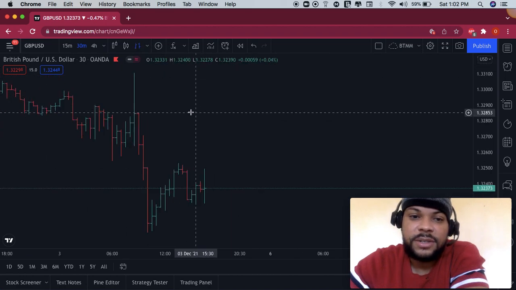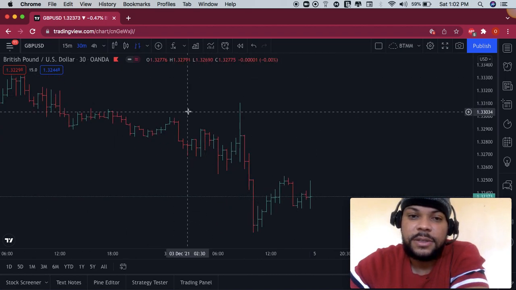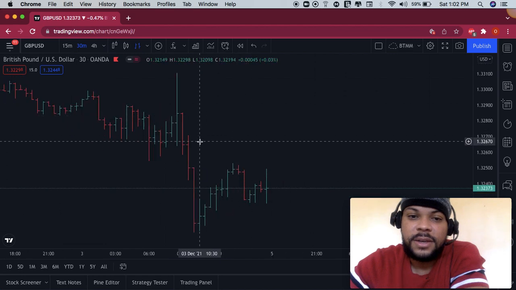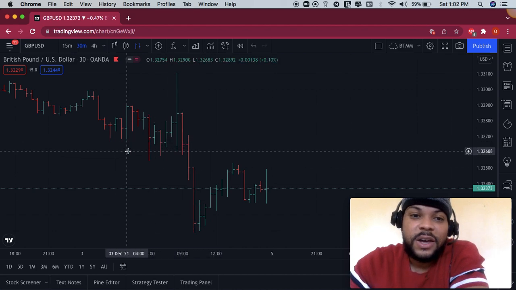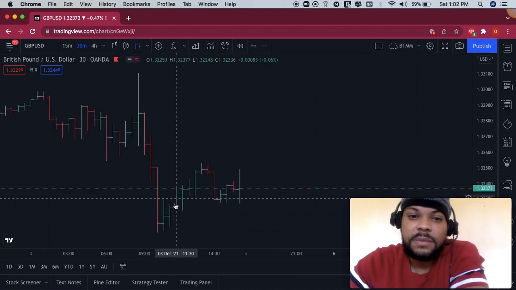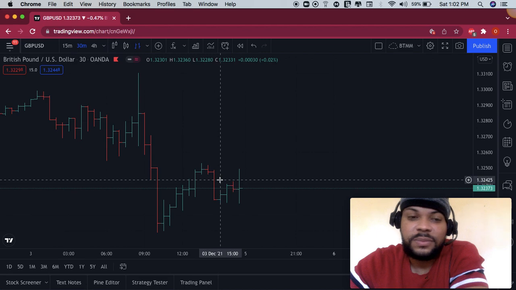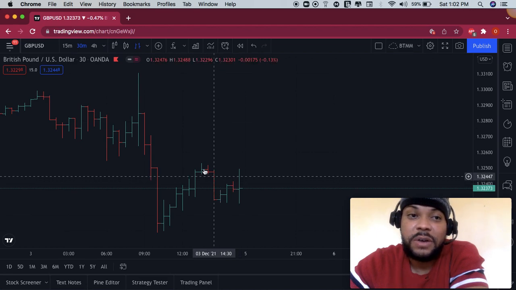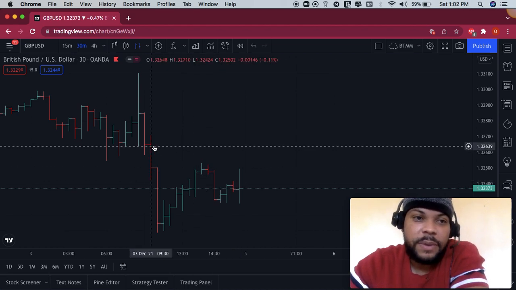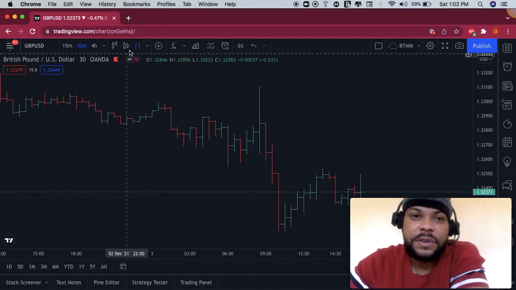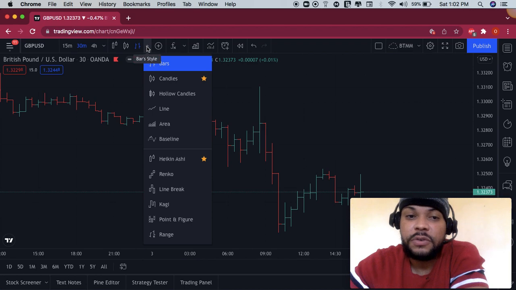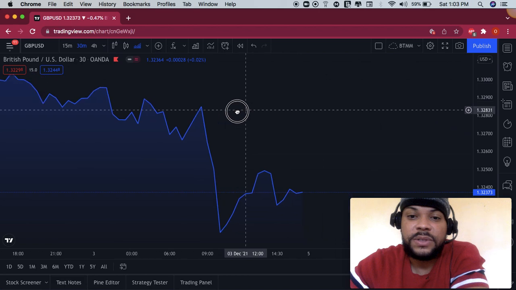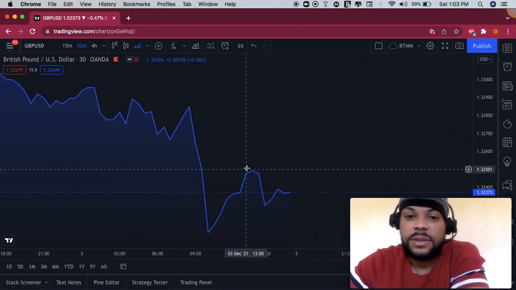The bar chart, it's kind of similar to the candles, but yeah, I don't like it because for me, this doesn't really give me any good information. This just looks like some broken ladders. Okay, and I don't really know how to interpret this, but everybody has their own way of trading, and everybody utilizes these different types of candles and formations to their advantage. This one is an area chart.